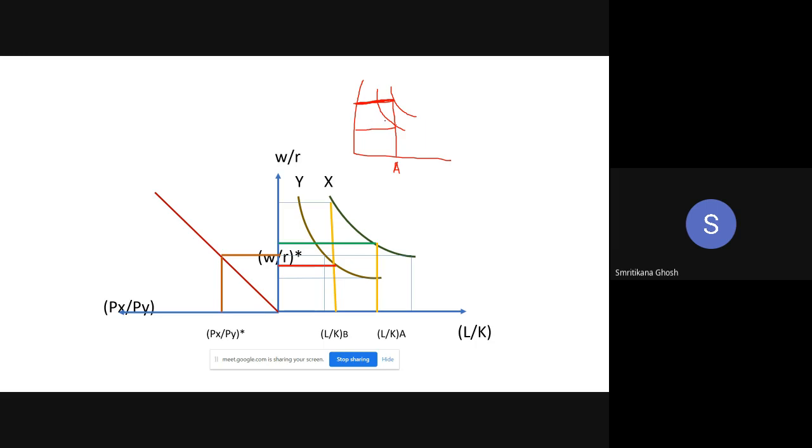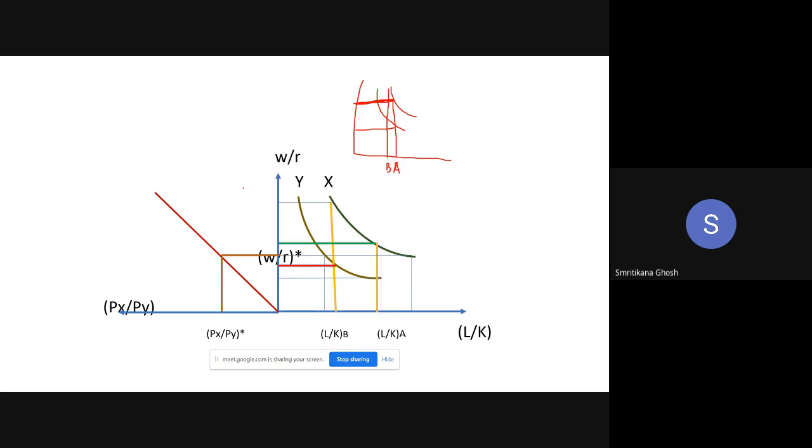And the same thing you can do for country B. So here you can do it like this. So, not so close, but okay, fine. This is for country B. And ma'am, that middle blue line that is coinciding with W by R? Oh, no, this one. This is just showing the line corresponding to W by R star, the international wage rental ratio.